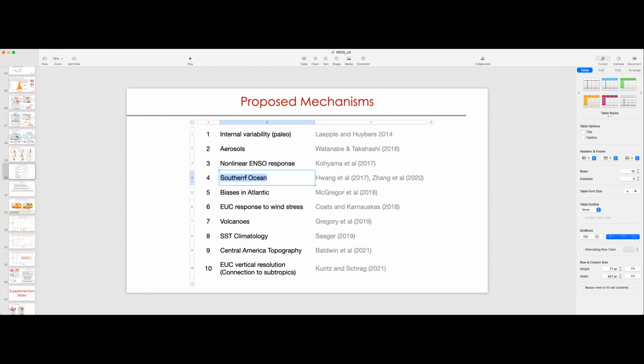If it's the Southern Ocean, then maybe it won't matter on a really very long equilibrium time scale, but it might still matter on multi-decadal, on fairly long transient time scale. So I think it really depends on what the mechanism turns out to be.